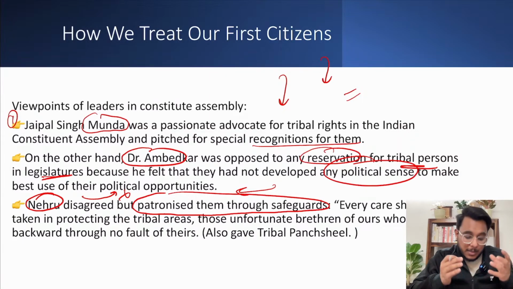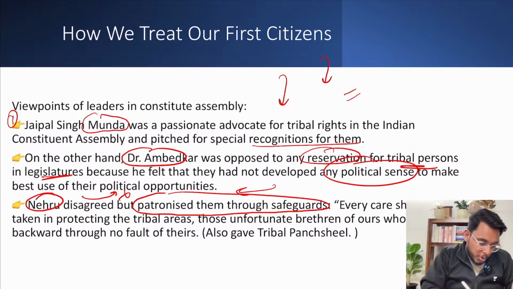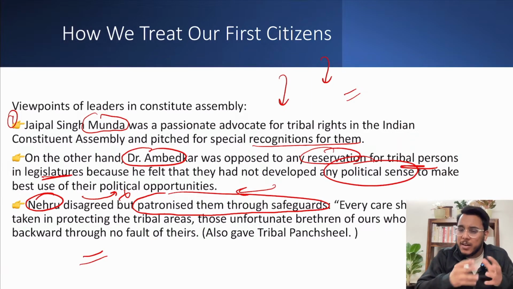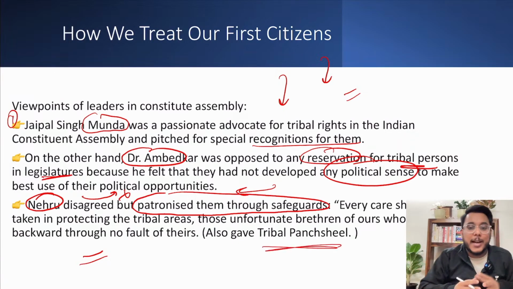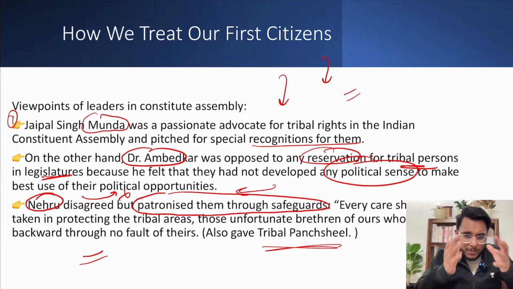The tribal people are our unfortunate brothers who have faced a lot of deprivations. Jawaharlal Nehru gave the tribal Panchsheel. In the tribal Panchsheel, Nehru listed five principles which are to be kept in mind while policies for tribal people are being made. For example, there should not be excessive development, and there should not be excessive interference by outsiders. They should develop at their own genius.